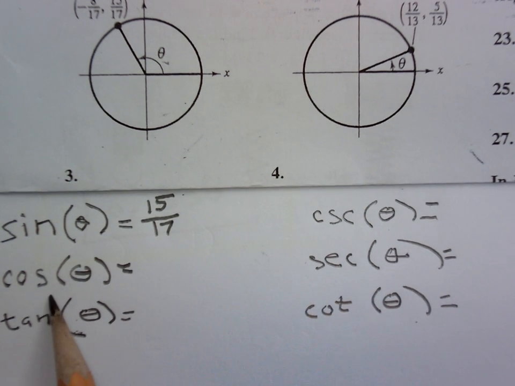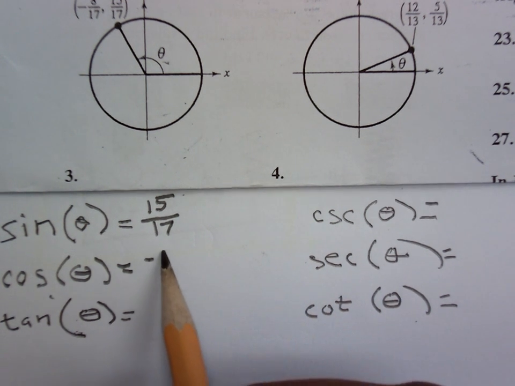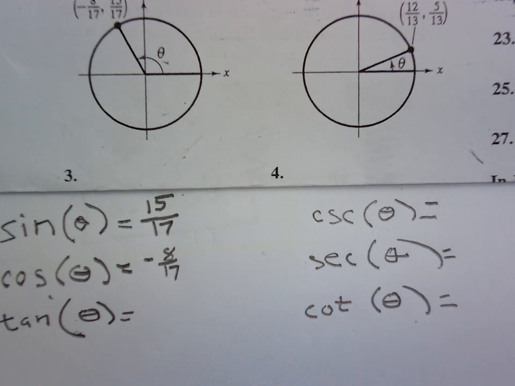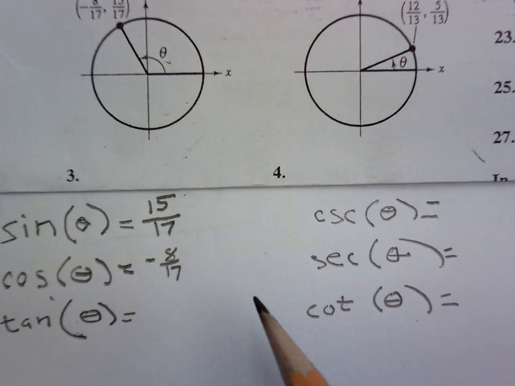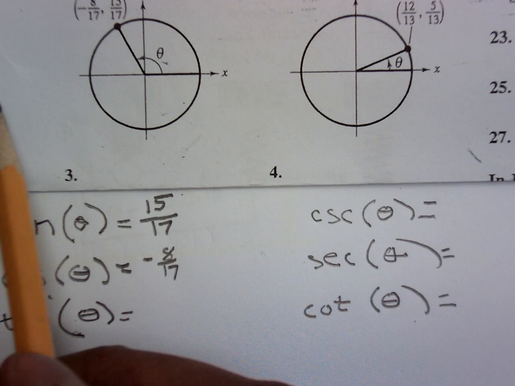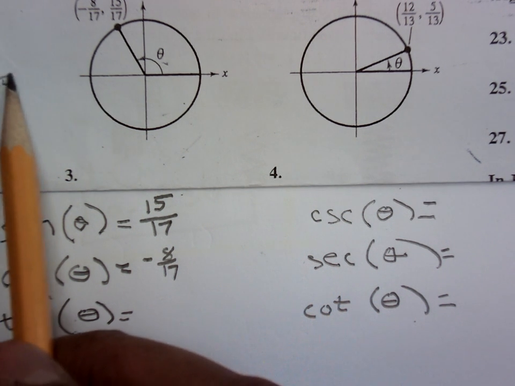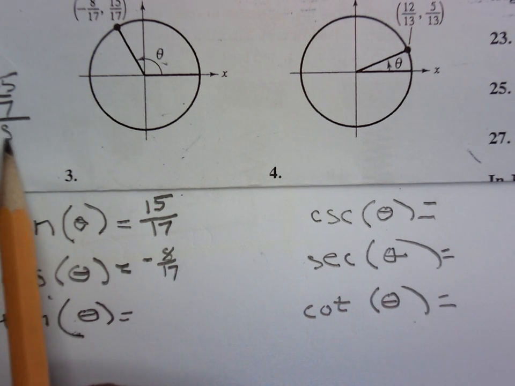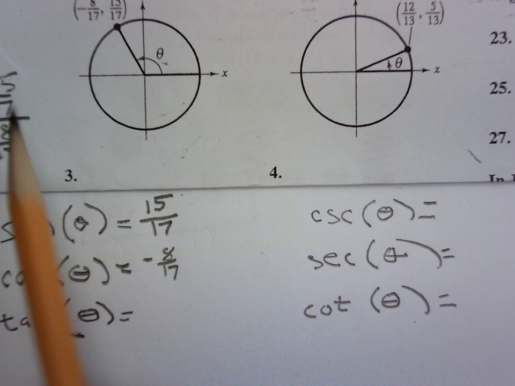The cosine is the x value. What's the x value? Negative 8 over 17. So now the tangent, what is that? What does your note say that is? Y over x. So isn't y over x going to be, the y value is 15/17, and we're going to divide it by the x value, negative 8/17? Isn't that right? Y over the x.